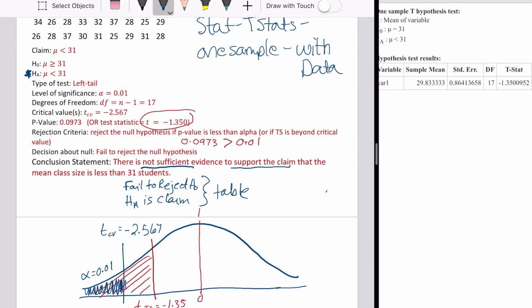So even though that sample mean was less than 31, it was not significantly less than 31. That's a very good point. Can we mark 31 on our bell curve? 31 is where our null was, and that's just the mean of that bell curve. We ended up with something less than 31, like 29.8. It's hard to say without doing the hypothesis test, because yeah, it's less, but is it significantly less?